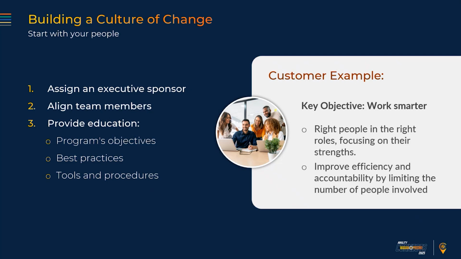So one customer example we have on the right is you want to make sure you have the right people in the right roles focusing on their strengths. This is going to help improve efficiency and accountability by limiting the number of people involved in those decision-making processes. That being said, you're also going to have those representatives across the key stakeholder organizations within your organization to have everyone represented, whether that's compliance, legal, operations, et cetera. You'll get the right people in place for that.